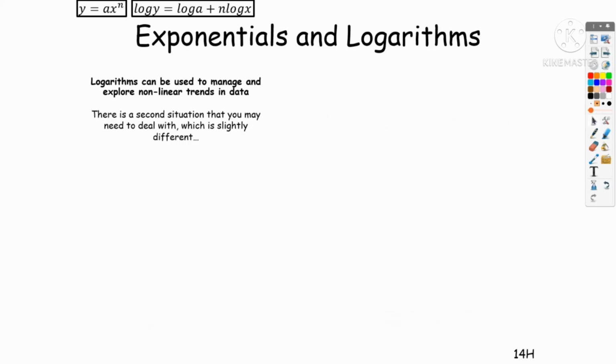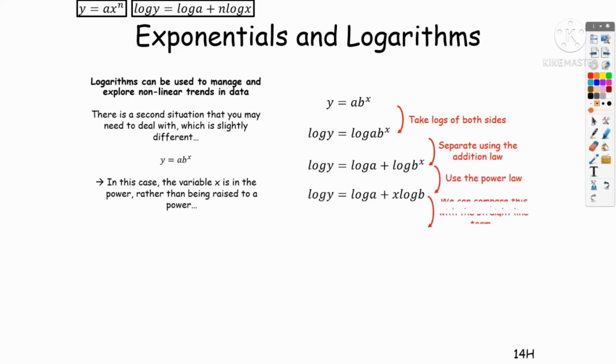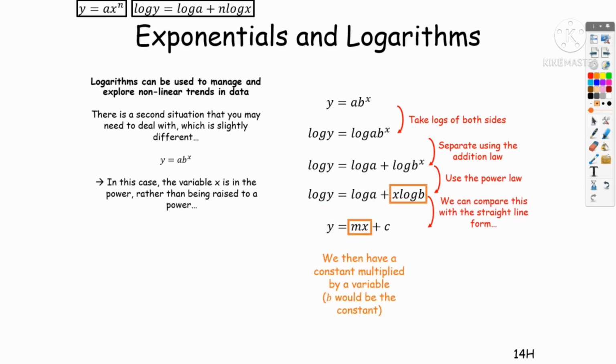There is a second situation that you may need to deal with, which is slightly different. y equals AB to the x. In this case, the variable x is in the power rather than the power being raised to a power, if you will. So, take log of both sides again. We get log of y equals log AB to the x. Separate using the addition law, so we can break that apart. Use the power law, bring the power down, and then compare with a straight line, and it's pretty much the same as before. Nothing's changed.